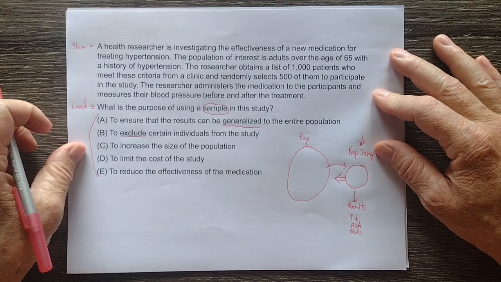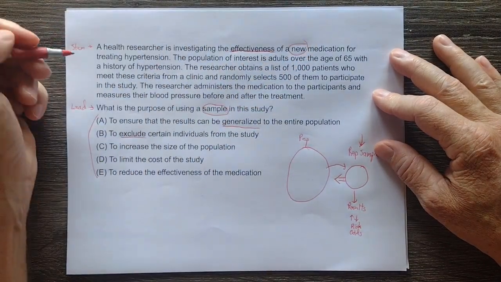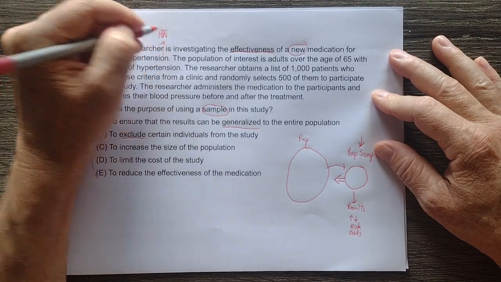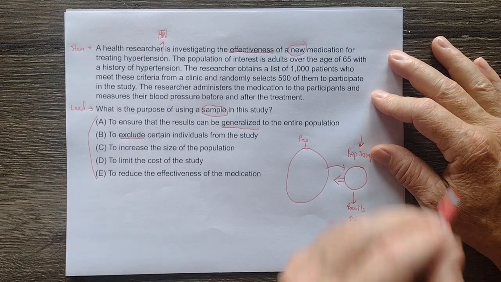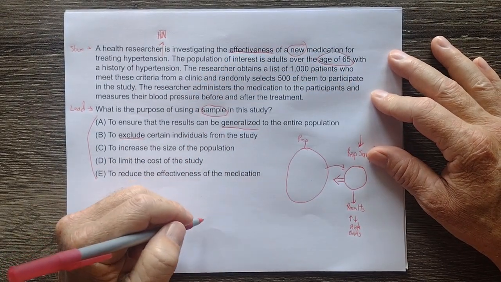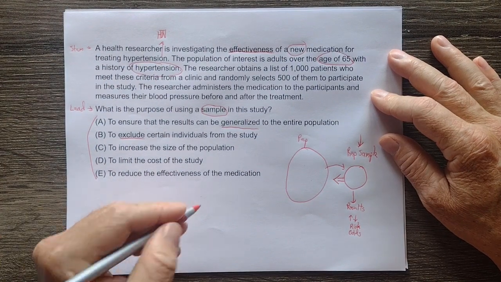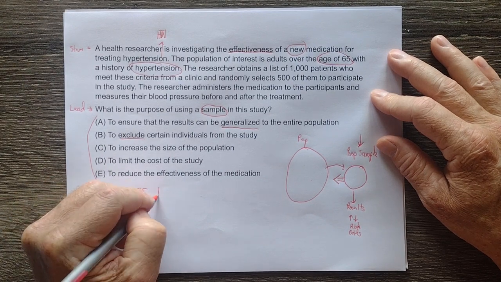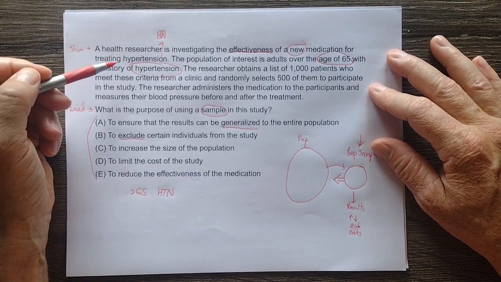A health researcher is investigating the effectiveness of a new drug, right? So a new drug for treating hypertension. Boy, do we love hypertension. So that's a popular topic. The population of interest is adults over 65, so age 65, with a history of hypertension. So we are going to look at over 65 with hypertension. Now I don't know if that's the population or is that the sample. My guess it's the population.